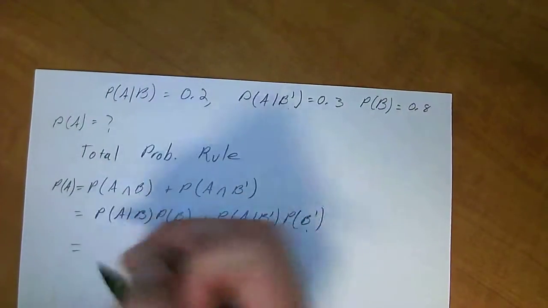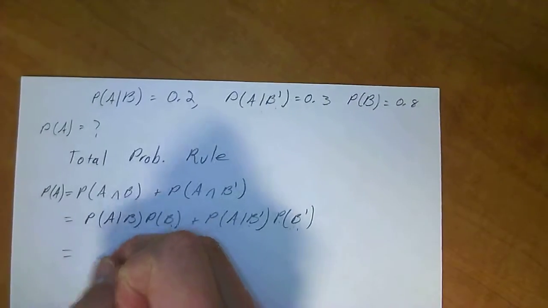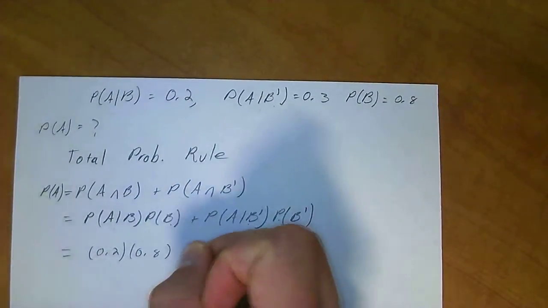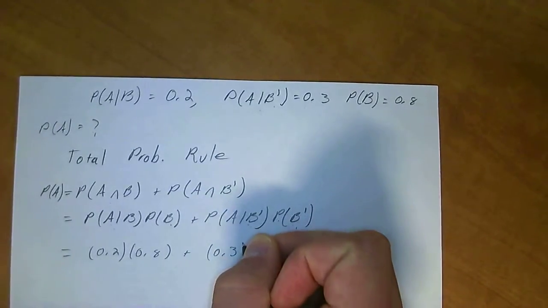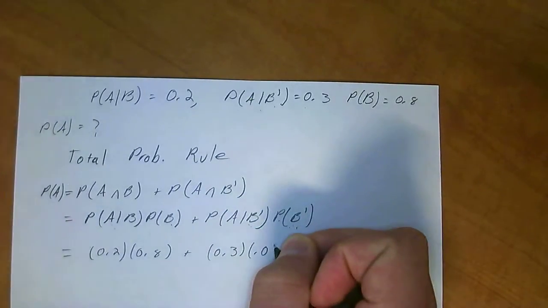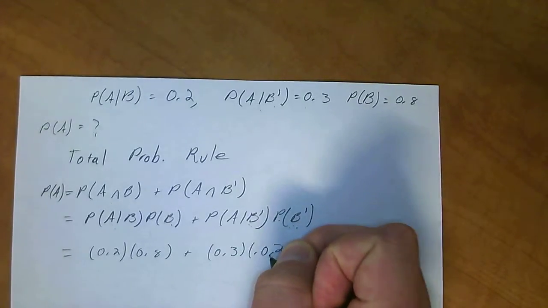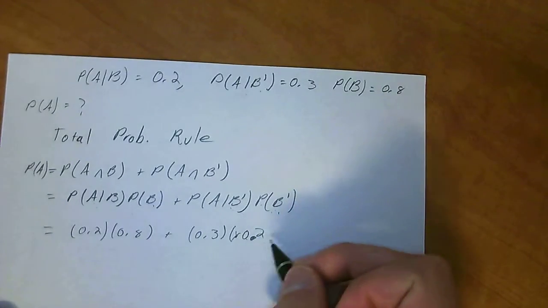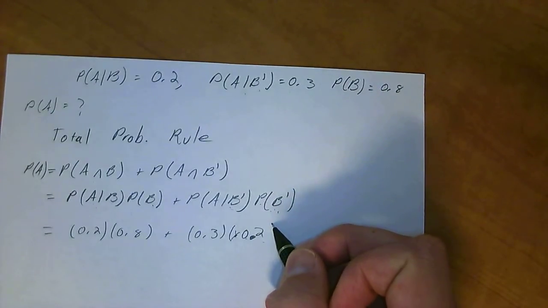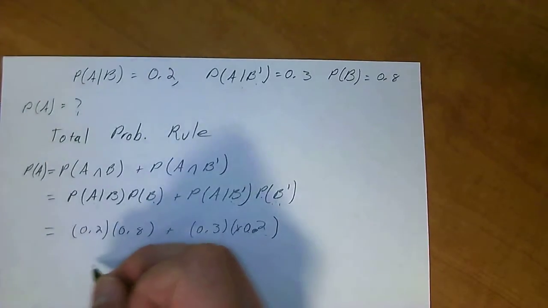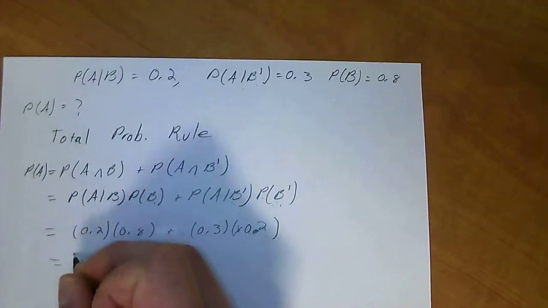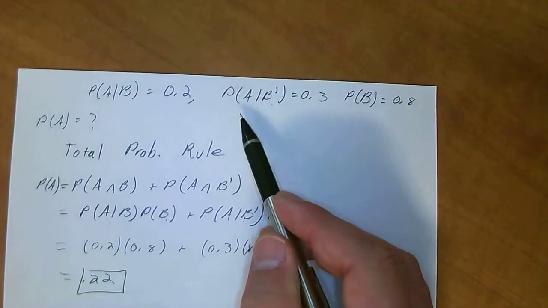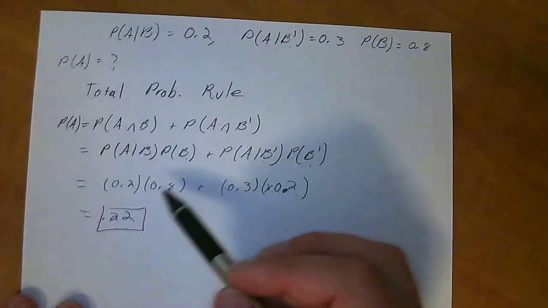So this one becomes really easy now, and it just turns into 0.2 times 0.8 plus 0.3 times 0.2. Oops, 0.2. I don't have a handy eraser. 0.2. And just add those up, and you end up with that equaling 0.22. And that is the probability of A, given that you have A given B not, and B.